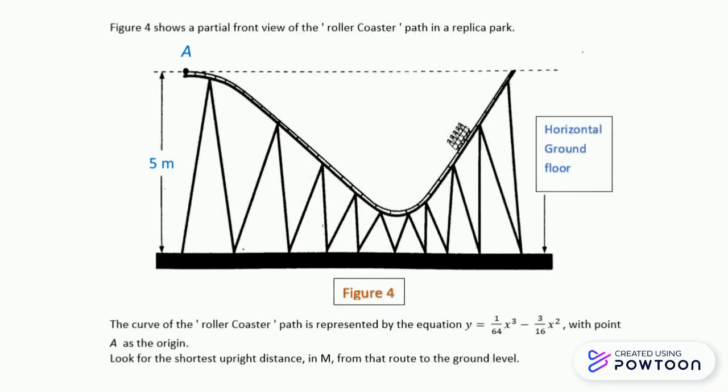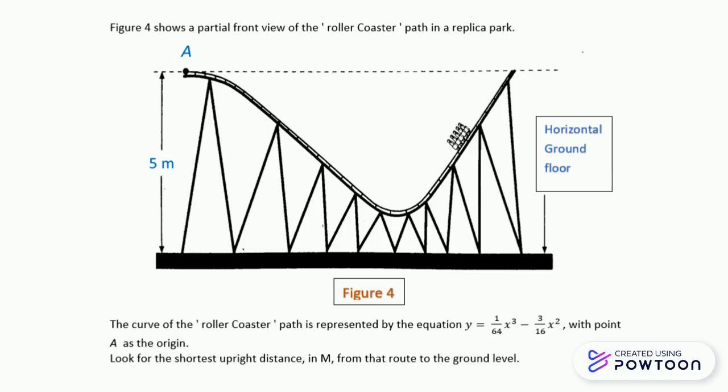Figure number 4 shows a partial front view of the roller coaster path in Replica Park. The curve of the roller coaster path is represented by the equation y = (1/64)x^3 - (3/16)x^2, with point A as the origin. The question is: look for the shortest upright distance in m from that roof to the ground level.